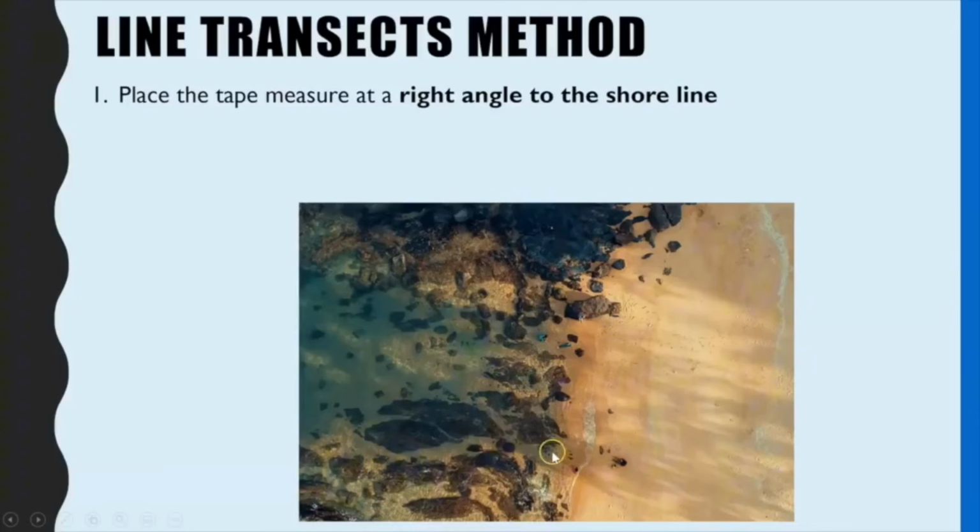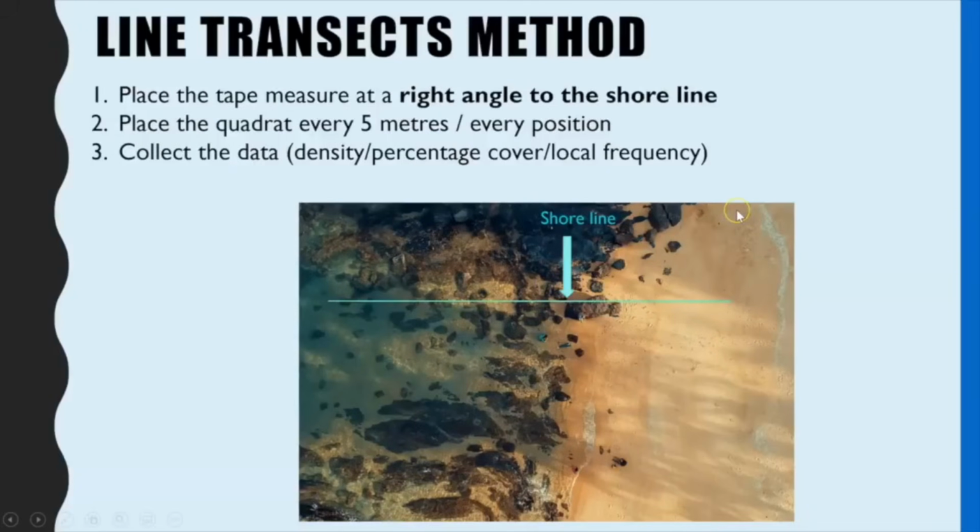That is where the water is moving up. So that is your shoreline. And this green line that I've put over the top is representing my tape measure at a right angle to that shoreline. So step 2 and 3, this is now where you'd be describing how you would know where to place your quadrats. And you'd either go for the interrupted belt transect, which I have here, or if you're going for every position, then you describe that one.